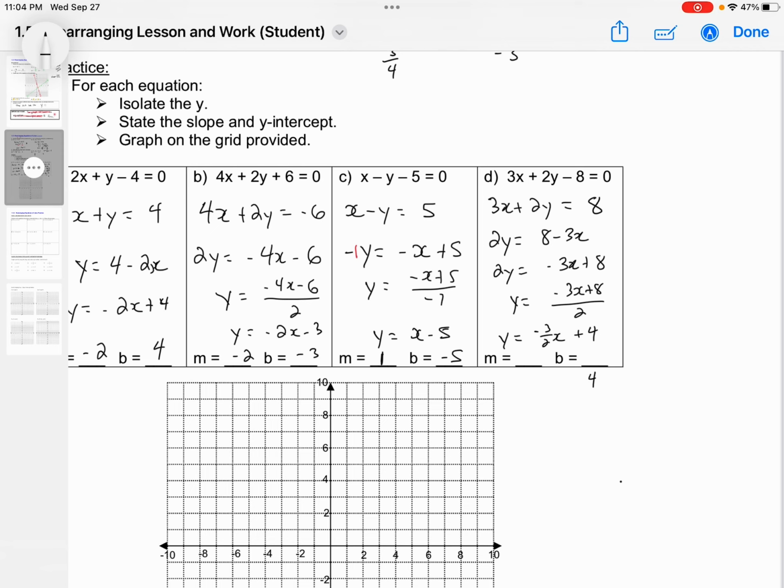So I did what it said. It said isolate the y. So that's another way to say what I'm doing here: isolate the y. State the slope and y-intercept. I did that. And then it says, graph them all.